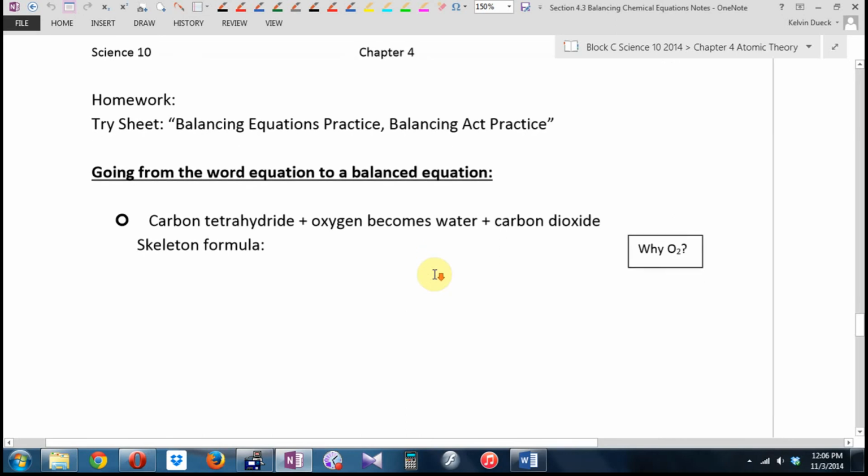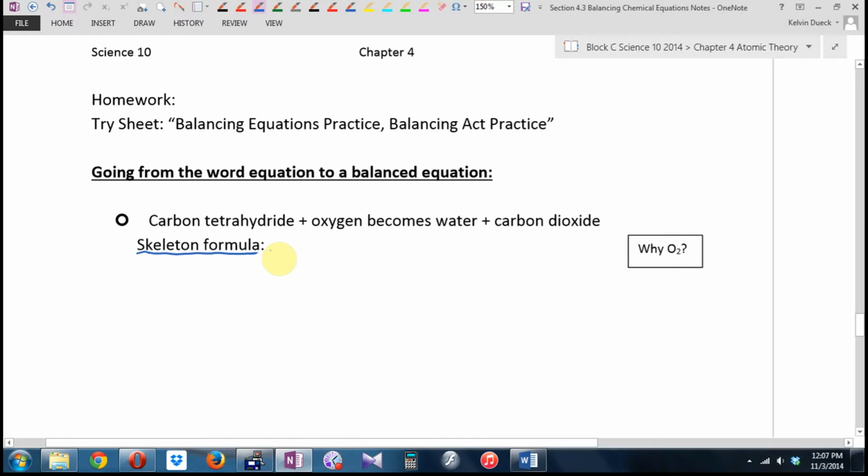So going from the word equation to a balanced equation can't be done directly. The first thing we have to do is go from the word equation to an unbalanced formula. Now, the fancy word for an unbalanced formula is a skeleton formula. What's a skeleton?